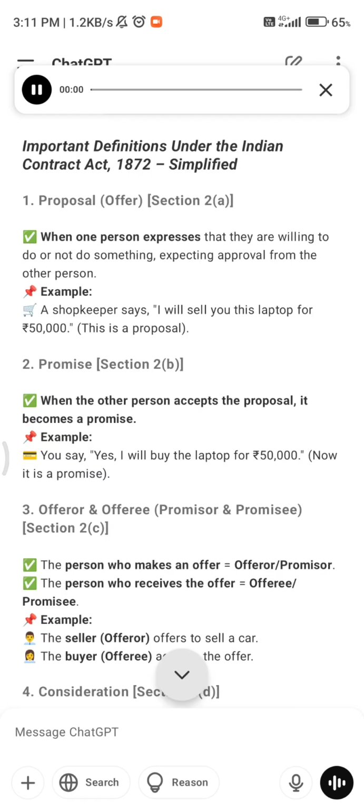Important definitions under the Indian Contract Act, 1872 simplified. 1. Proposal, offer. When one person expresses that they are willing to do or not do something, expecting approval from the other person. Example: a shopkeeper says, "I will sell you this laptop for $50,000." This is a proposal.